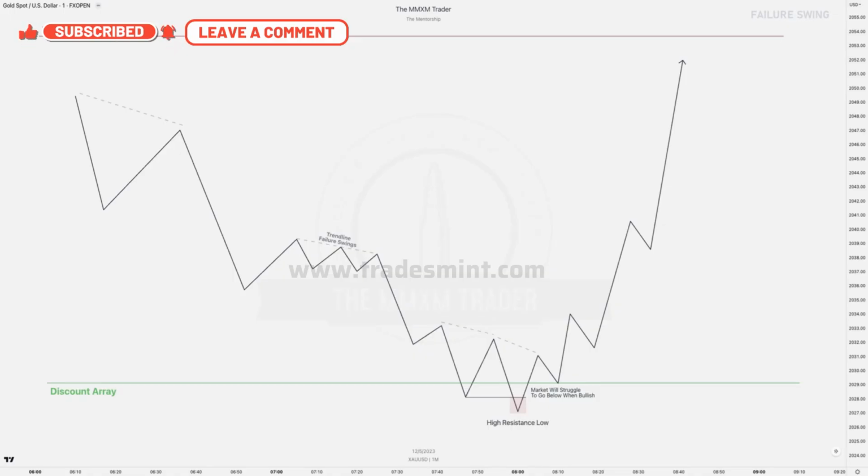So once we are bullish, every low that gets ran and rejected is probably a high resistance liquidity run, and the market will struggle to go below those lows when we are bullish.